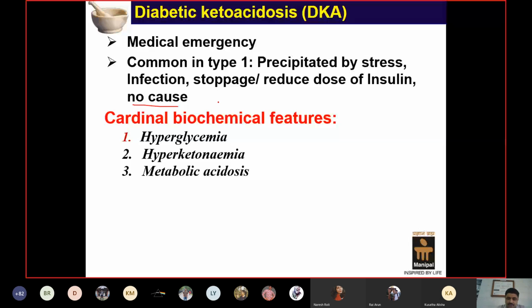You have to try to control what? Glucose level. How can you control the glucose level?